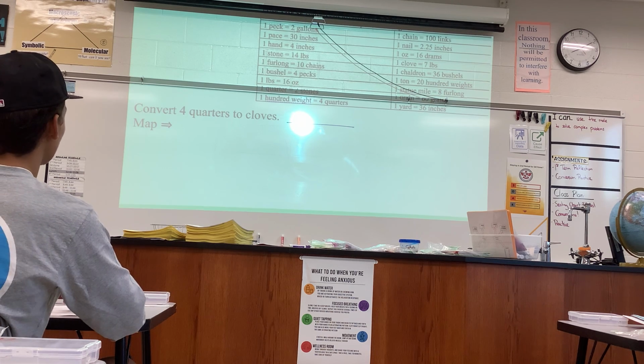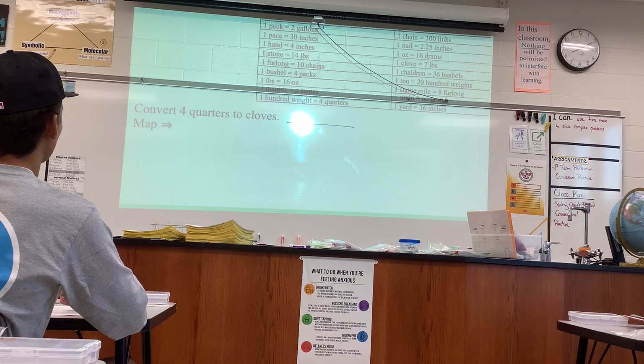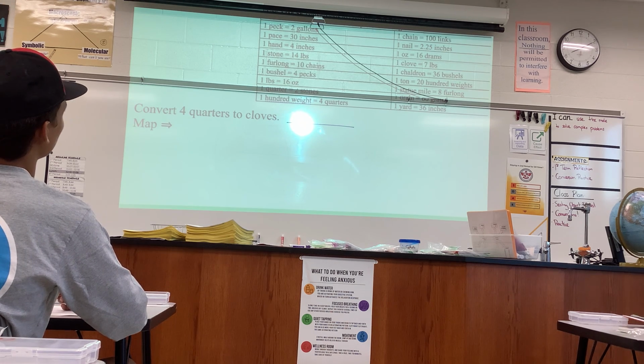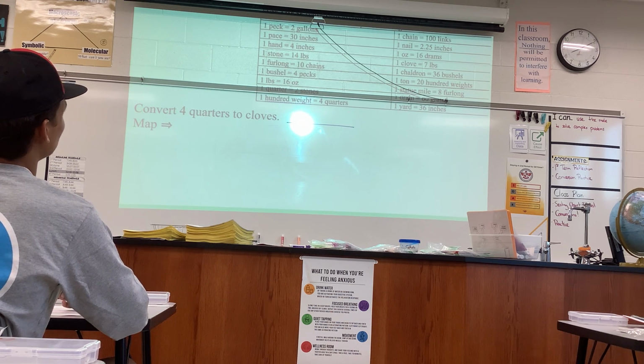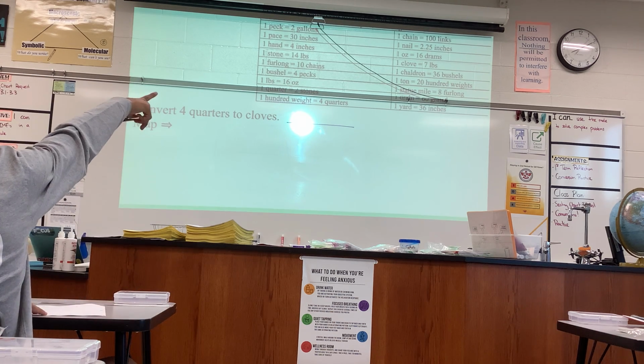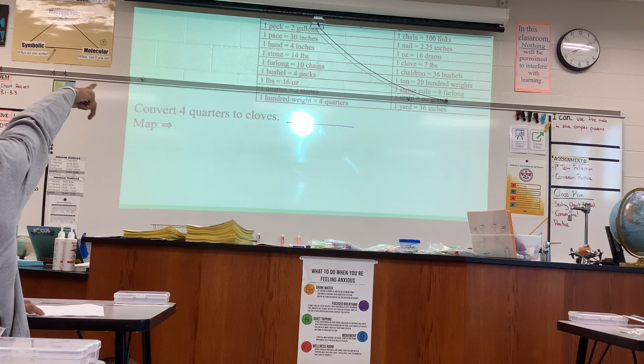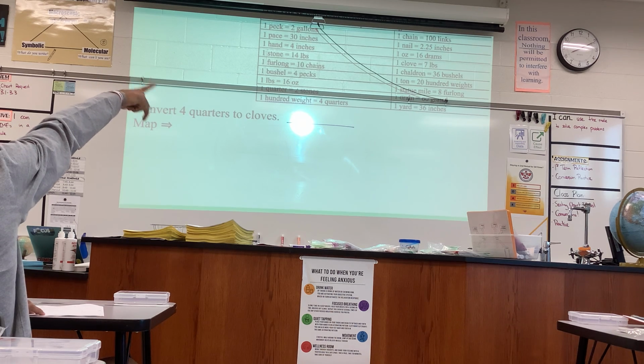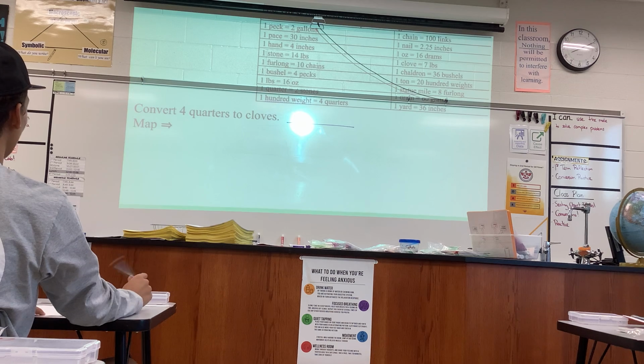So, the basic idea is we're just changing units. We're in the unit of quarters, and we're trying to get to the unit of cloves. If you look through that list, there's no direct connection between the two. So you've got to see, well, this connects to this, which will connect to this, until you can get to it.